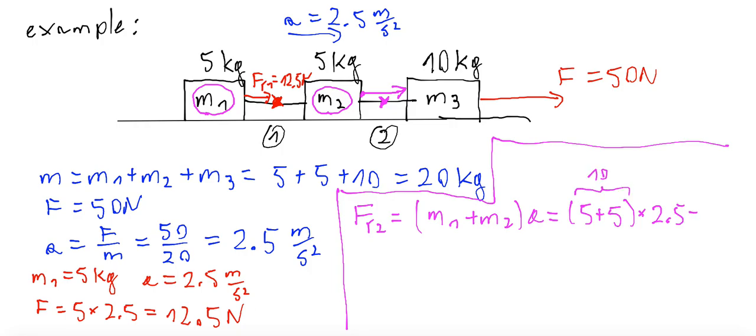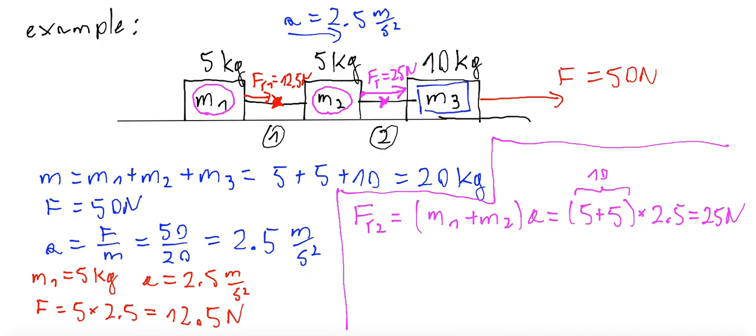10 times 2.5 gives 25 newtons. So the tension of the second string is 25 newtons. Okay, how to check it? Let's look. You can do similar calculations for mass m3.